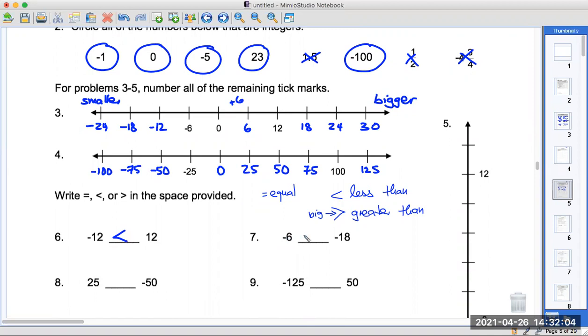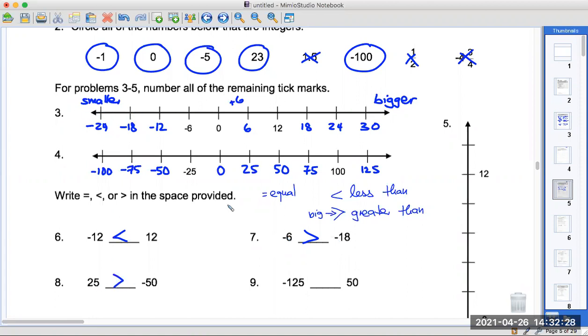Negative 6 and negative 18. Negative 6 is here, negative 18 is here. This is bigger than that. So that has to be the bigger number, even so it looks like this is smaller, but because it's on the negative side, you have to think opposite.